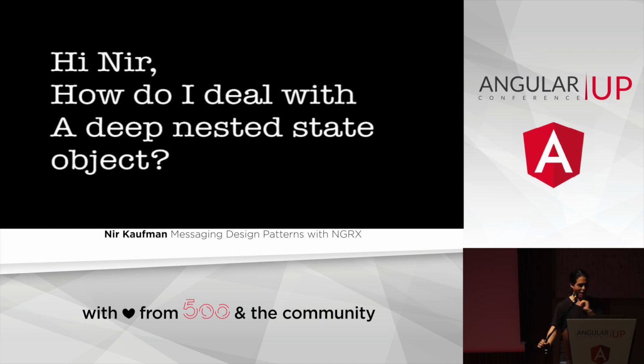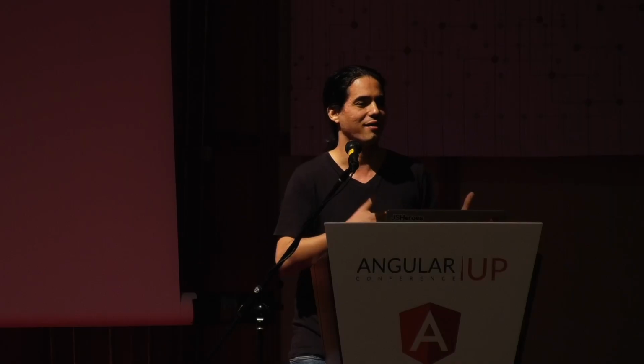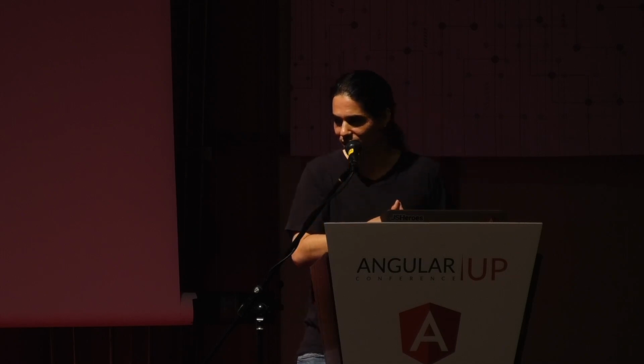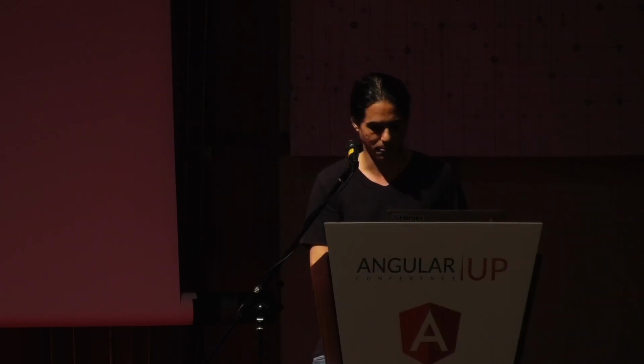Hey Nir, how do you deal with a deeply nested state object? And the answer is you don't. I think most of us already know that keeping a very nested object as our state is a bad idea. It makes our reducers very complicated. But in the introduction, I said that I consider the reducers and the actions something that we can actually generate automatically because our logic sits in effects, in middlewares. So let's see if NGRX has any solution for this one.